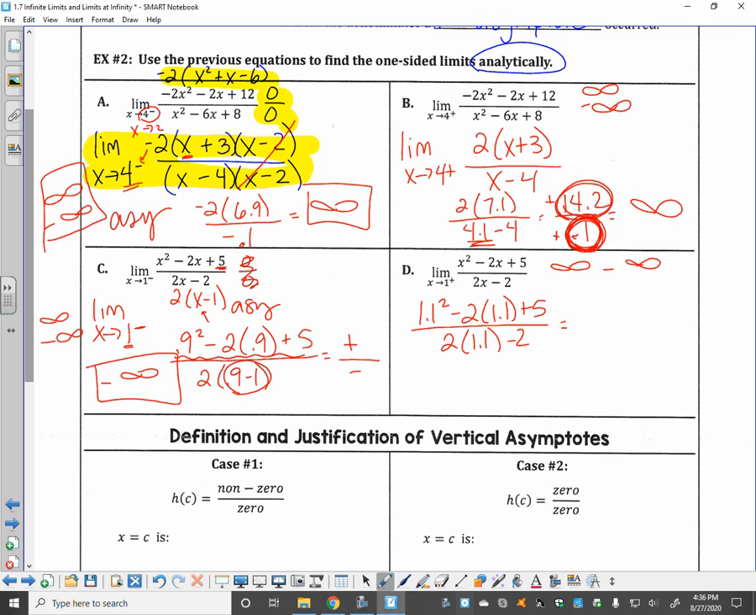And this is going to give me a positive number on the top, and this one's bigger, so it's a positive on the bottom, so I know it's going to be a positive infinity. Again, I knew it was going to be positive infinity or negative infinity. I'm getting a positive over a positive, so I know it's positive infinity.